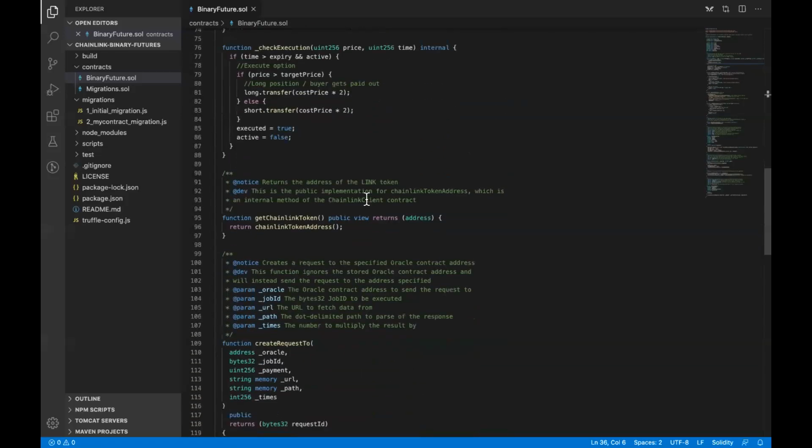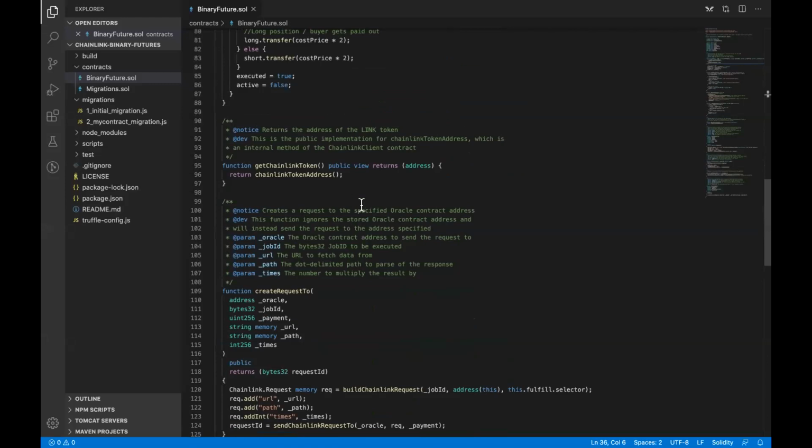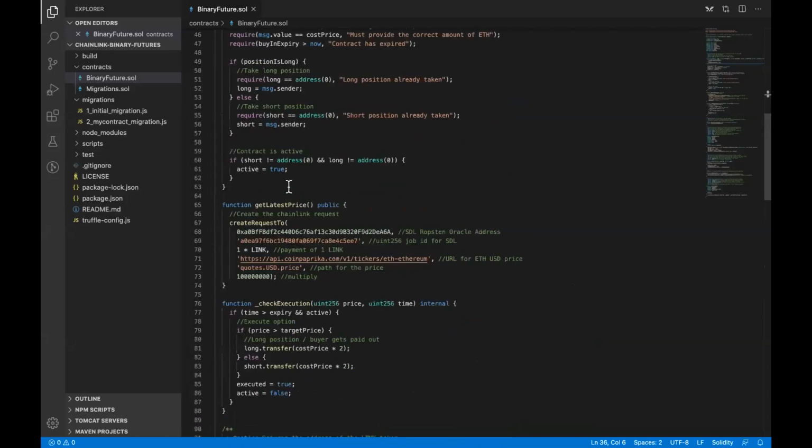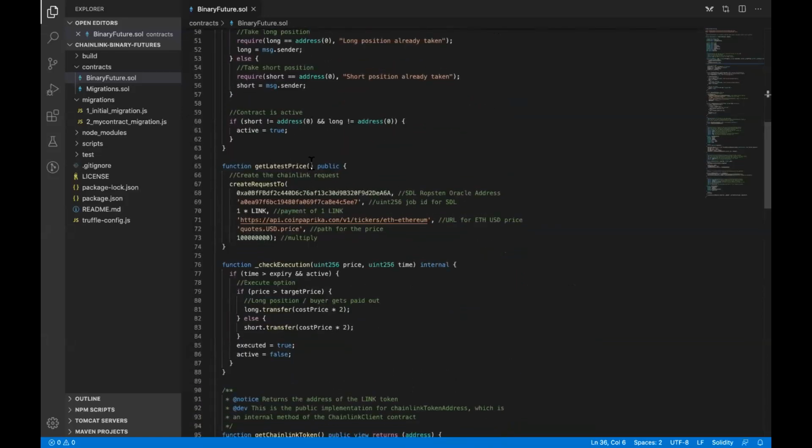Now we can quickly go over how the Chainlink boilerplate code is being changed. The actual create request to has remained exactly the same. And what I've done just for demo's sake is I've created this get latest price function, which is essentially going to create the request. You can see here we're using the secure data link's Ropsten Oracle address. We have a job ID that basically can get any unsigned integer and return that on chain. These can all be sourced from the Chainlink docs. So you can go along, pick one or many oracles, a few job IDs, and create various requests.